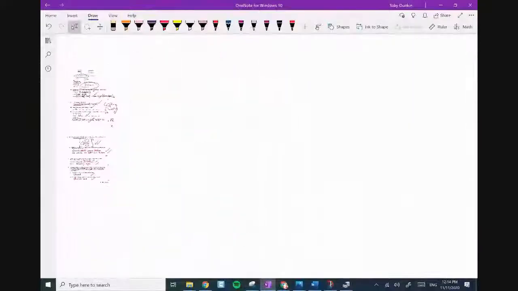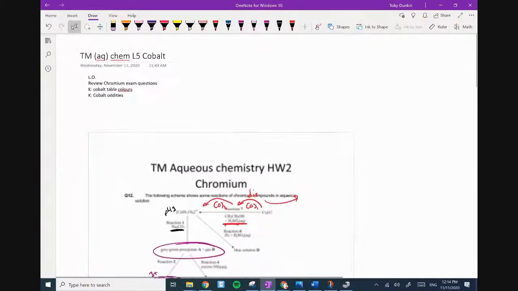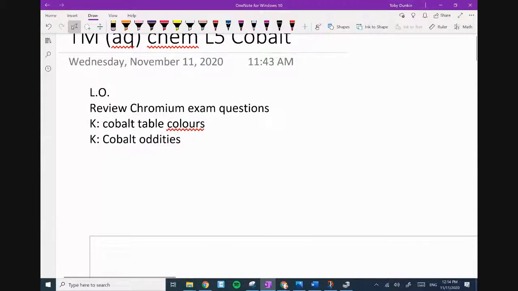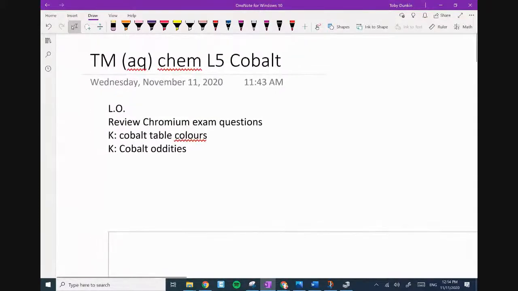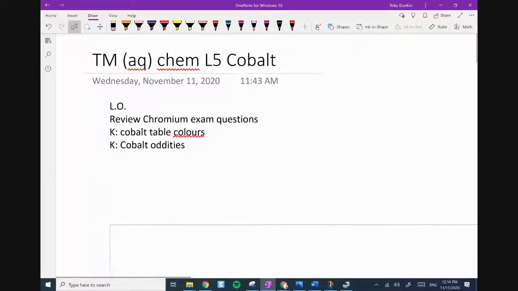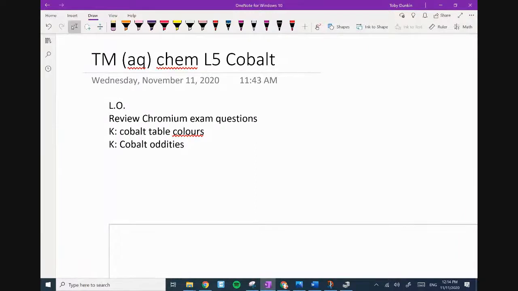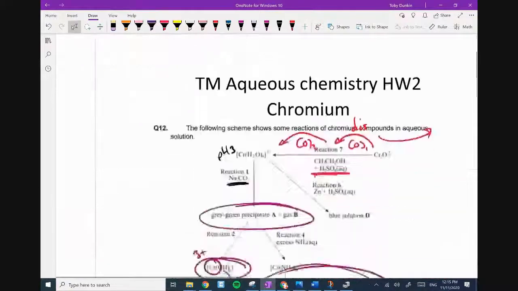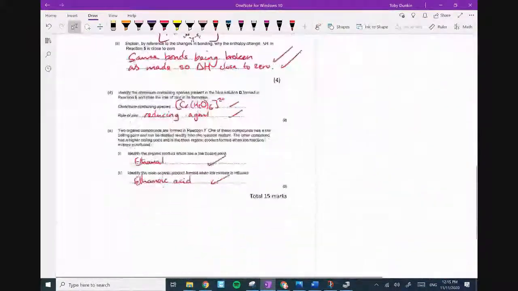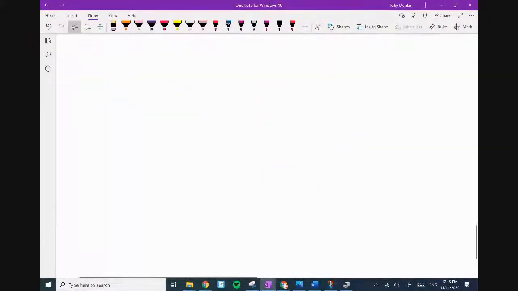Right, so today's lesson, I've got 20 minutes. Let's see how fast I can do cobalt. Today's lesson is cobalt chemistry. We've got 2 things: cobalt table colors, so sodium hydroxide little, sodium hydroxide excess, ammonia little, ammonia excess, and sodium carbonate, and then cobalt oddities. There aren't that many actually for cobalt, which is quite nice. Only 1, I believe.